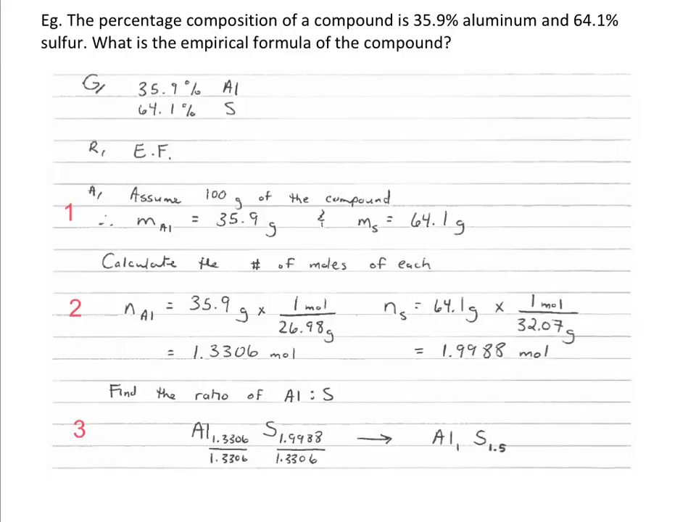So in our example here, we have a substance that is 35.9% aluminum and 64.1% sulfur, and we want to find the empirical formula. And so the very first step is percent to mass. And so in order to do that, we are going to assume that we have 100 grams of compound. We're doing this because if we assume 100 grams, that means that we can take the percent values and turn them directly into mass values.